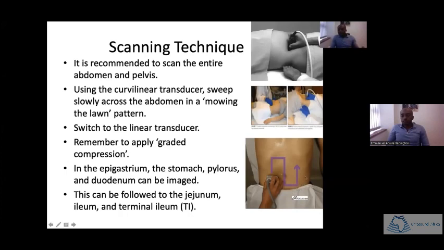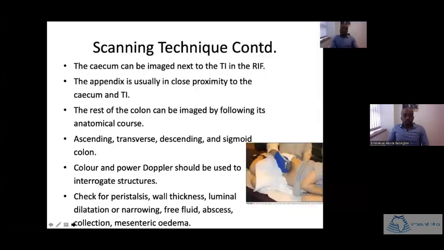So from the sigmoid colon, I follow the descending colon up to the splenic flexure, and then you follow the transverse colon, which I showed you earlier, out to the hepatic flexure, and then follow the ascending colon, but in reverse now. So the ascending colon downwards, and then you get to the cecum. When you do that, in conjunction with scanning the small bowel, you know you've covered a lot of the bowel. You can be rest assured that, if you've done that slowly and correctly, you most likely haven't missed any bowel pathologies.